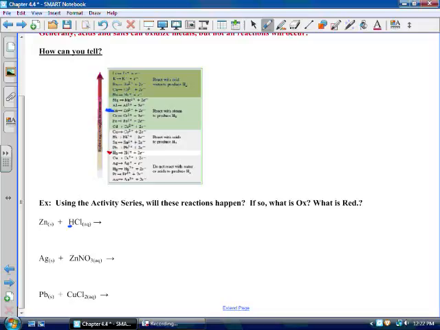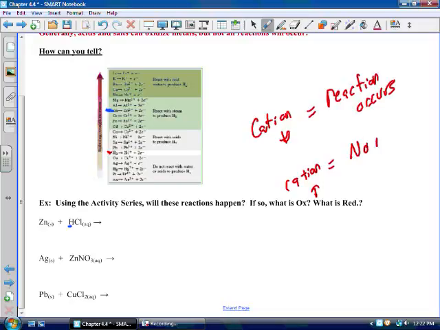The rule says if the cation is below the element on the list, reaction does occur. If the cation falls above the single element on the list, no reaction will occur. So in this case, since hydrogen is below zinc, hydrogen will oxidize zinc.